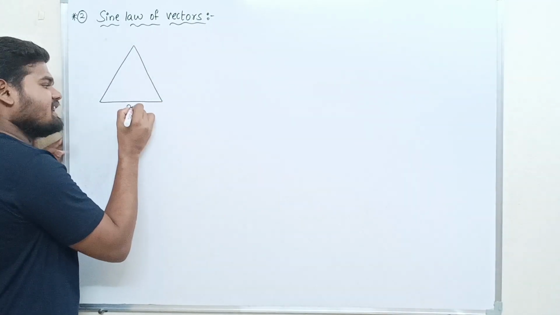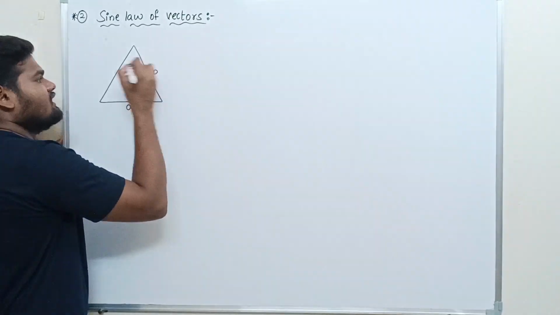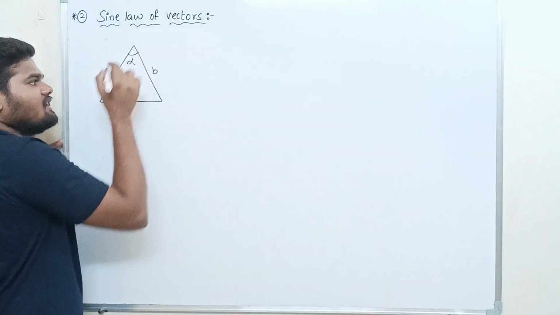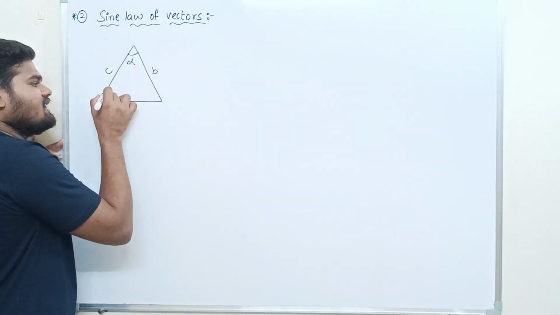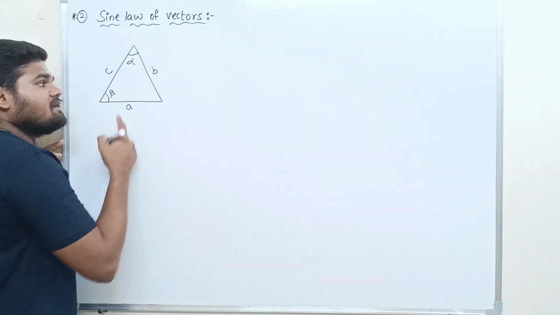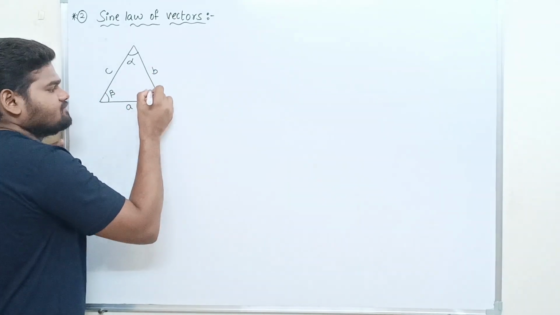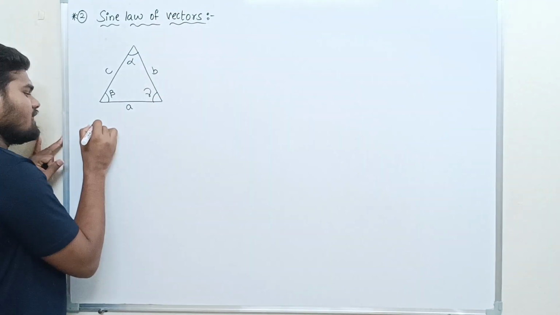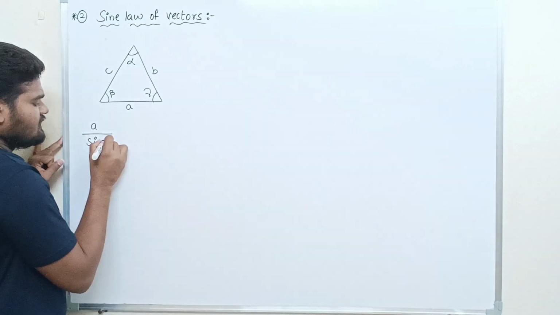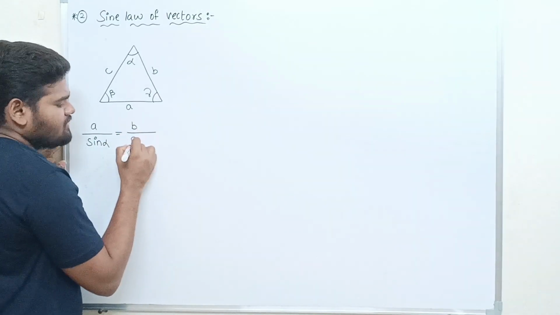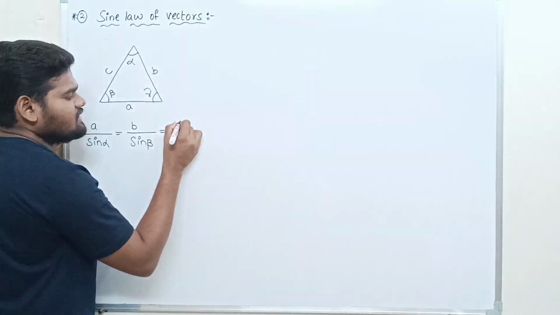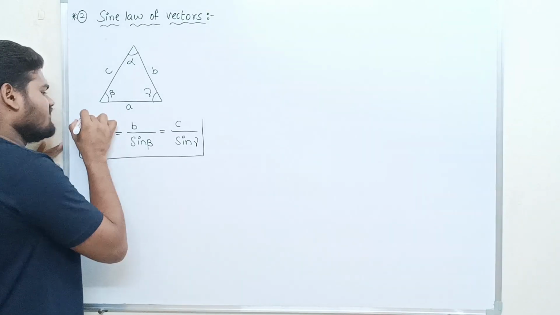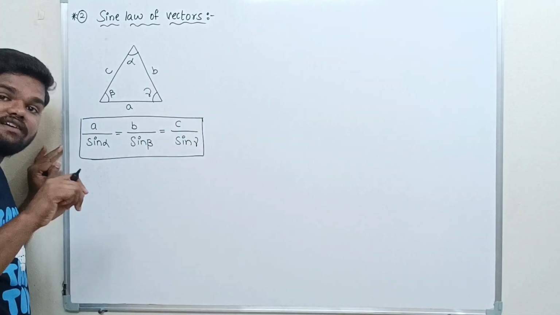Okay, so this is side A of the triangle, and this is side B and this is side C. The angle between B and C vectors, let us say, is alpha. The angle between the C and A sides is beta. The angle between B and A sides is gamma. Then according to the sine law of vectors, we can get A by sine alpha is equal to B by sine beta is equal to C by sine gamma. So this is called the sine law of vectors in case of a triangle.